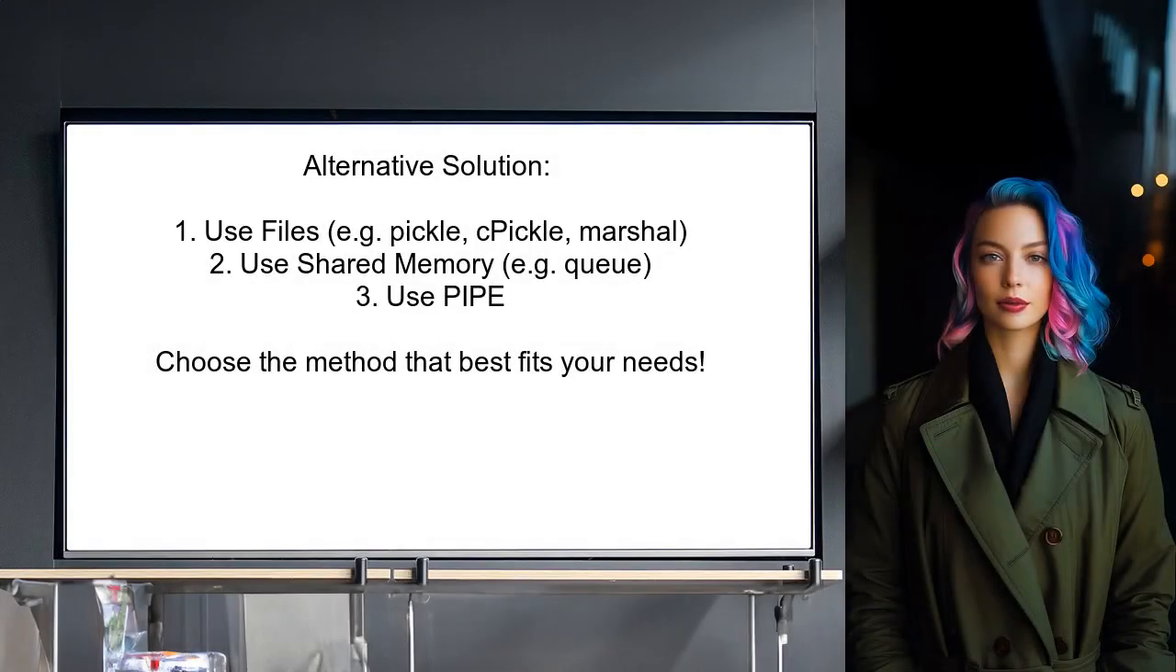An alternative approach to sharing return values between processes involves three options. You can use files, shared memory, or pipes. Each method allows you to effectively share resources across different processes.